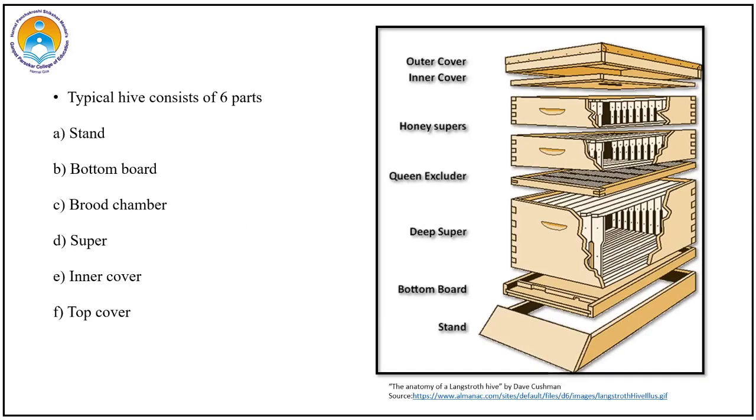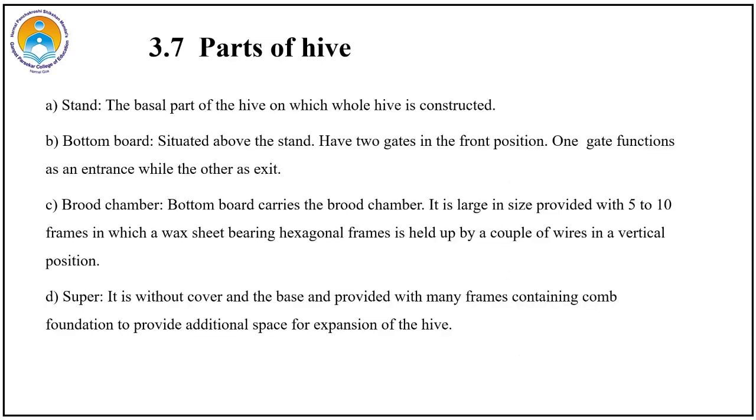Now in this picture you can see the typical hive which is used in the modern method. The typical hive consists of 6 parts. First is a stand, then the bottom board, then the brood chamber, then the supper, then the inner cover, and on the top you can see a top cover. Now let's see these parts in detail.